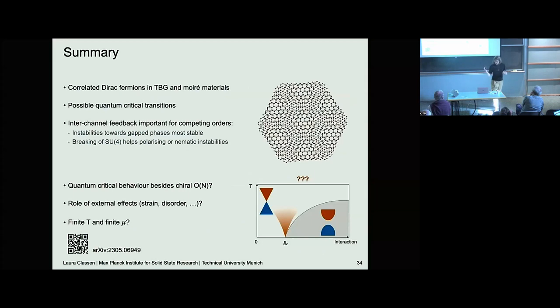I think our study also raises interesting other questions. For example, what about the quantum critical behavior besides these well-studied chiral ON symmetries corresponding to some of these fixed points we found? What's the role of external effects like strain, disorder, etc. in this analysis? And then, of course, finally, what about finite temperature, finite chemical potential, which will be very important if we want to compare to experiment.